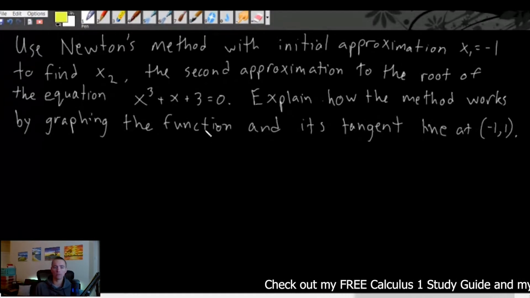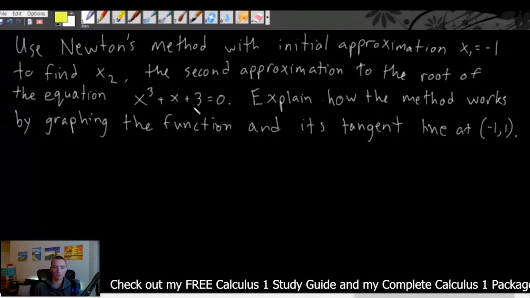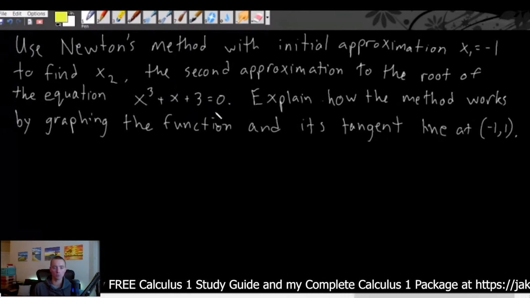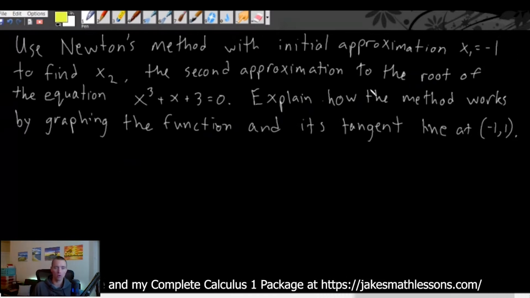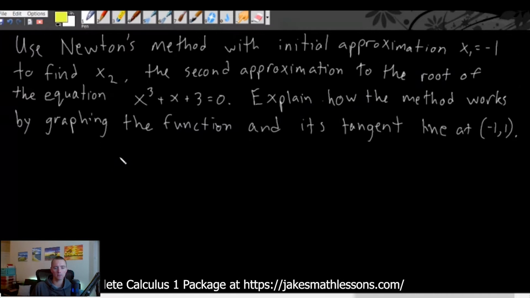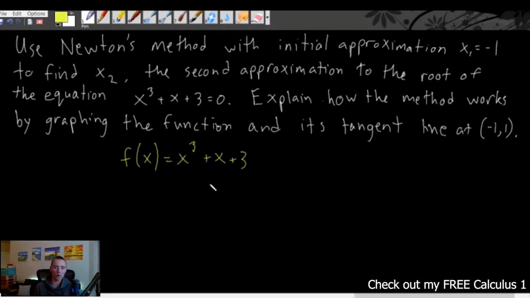But the point of Newton's method you want to keep in mind is that all we're doing is trying to find solutions to the equation some function equals 0, in other words, finding roots or the root of an equation. If we have some equation equaling 0, we want to think about the function, which is all the other stuff that's equal to 0. So in this case, x cubed plus x plus 3 is going to be the function f of x that we're going to use in the Newton's method formula to find our next approximation of the root.